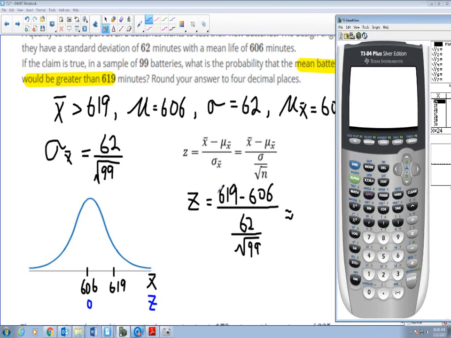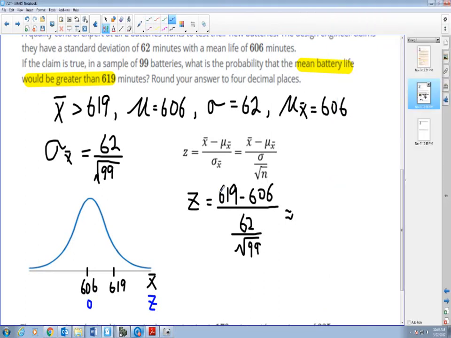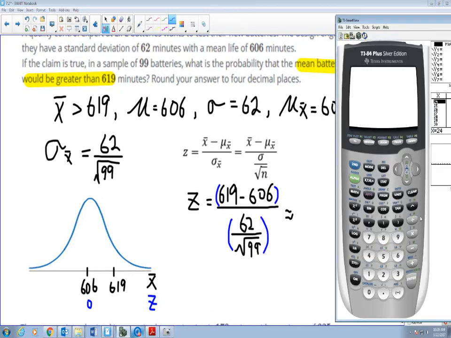So here I'm going to put my numerator in parentheses. I want the calculator to figure that out, then divide by the denominator, which the calculator also figures out, so I put that in parentheses too. 619 minus 606, close it. Divided by, open another one, 62 divided by the square root of 99. Close the parenthesis for my square root. Close the parenthesis for my denominator, because my square root gave me a parenthesis, so I have to close it. 2.09.